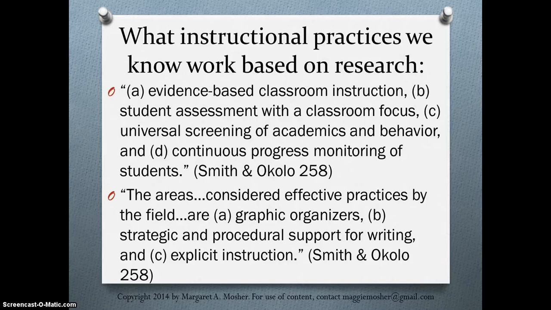We also know that the areas considered effective practices by those in the educational field, and there are many more, but these 3 are kind of the focus, are graphic organizers, strategic and procedural support for writing, and explicit instruction. So when we're looking at technology, we're looking to see if they have those 4 things or these 3 things available.